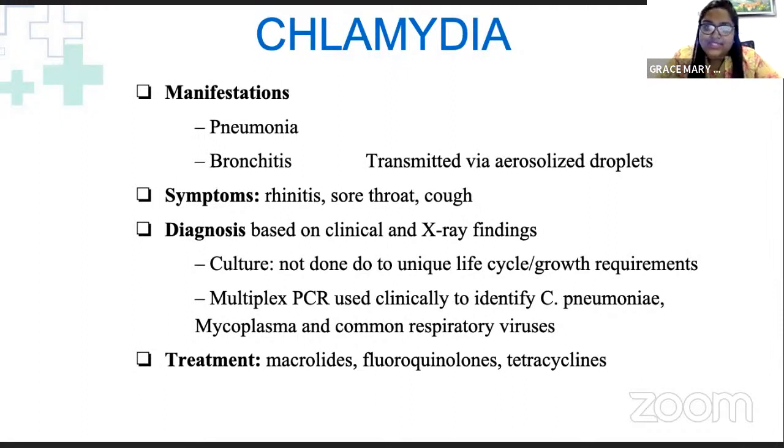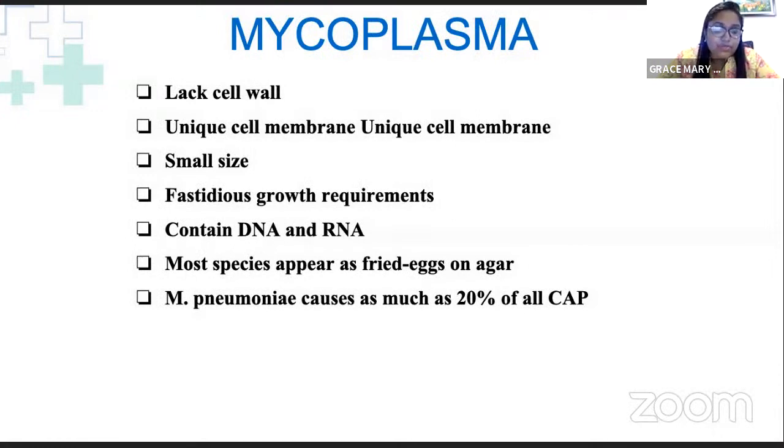Macrolides, fluoroquinolones, and tetracyclines are the ones that you can use for chlamydia. When it comes to mycoplasma, again, they lack a cell wall, and they have a unique cell membrane. They're very small in size. They are very fastidious and very difficult to grow. And it contains both DNA and RNA.